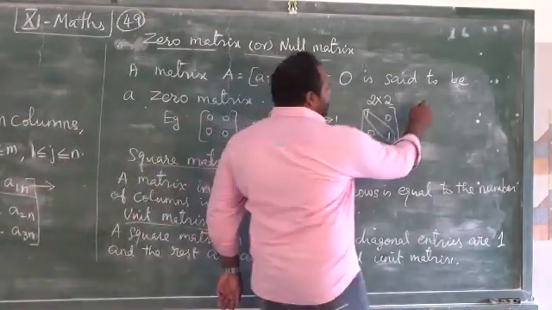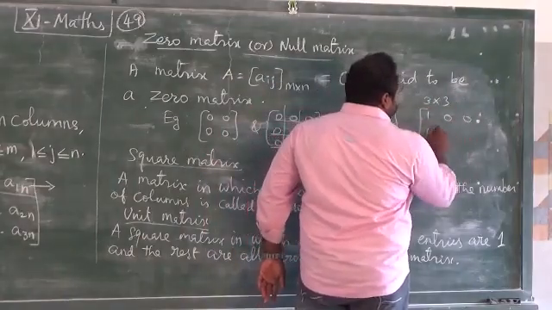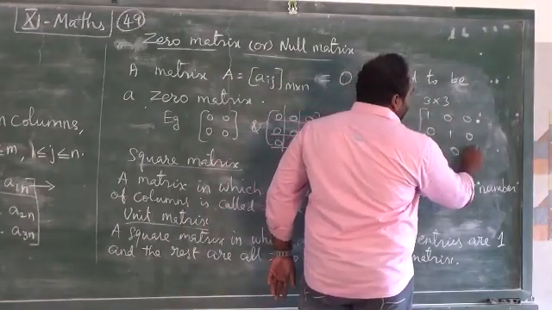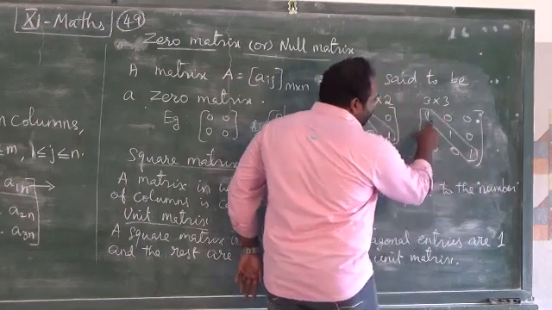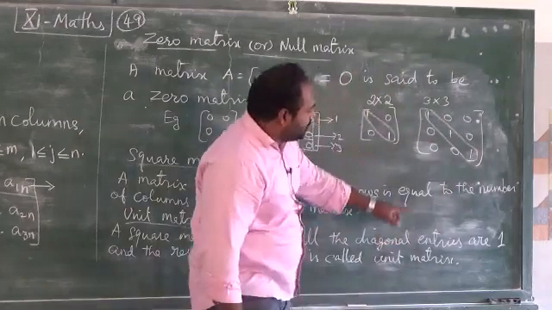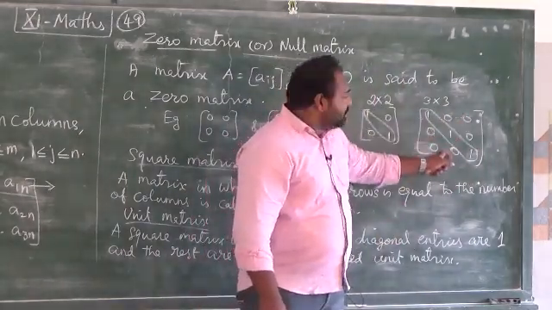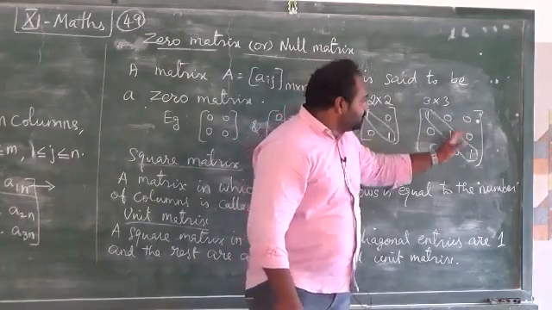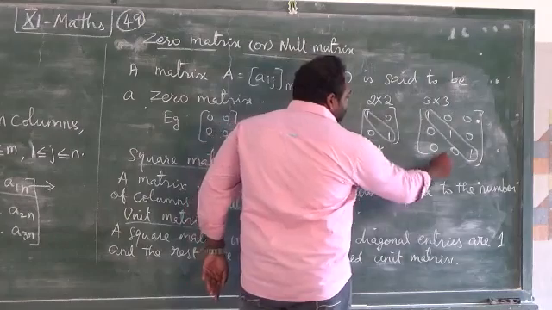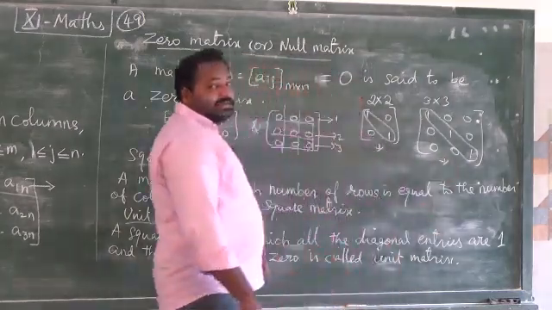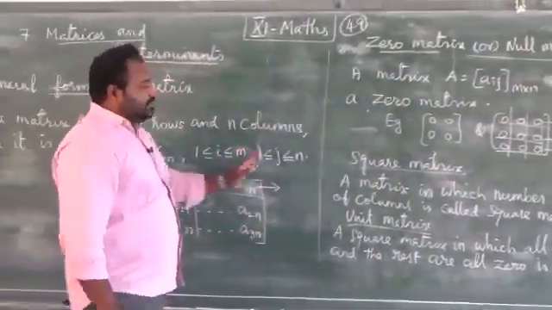In a 3 cross 3 matrix: 1 0 0, 0 1 0, 0 0 1. This is the diagonal, and all the diagonal values are 1. But what about the other values? All the other values are 0. So it is called a unit matrix. We can say this is also a 3 cross 3 identity matrix. Okay, so these are the basic information.